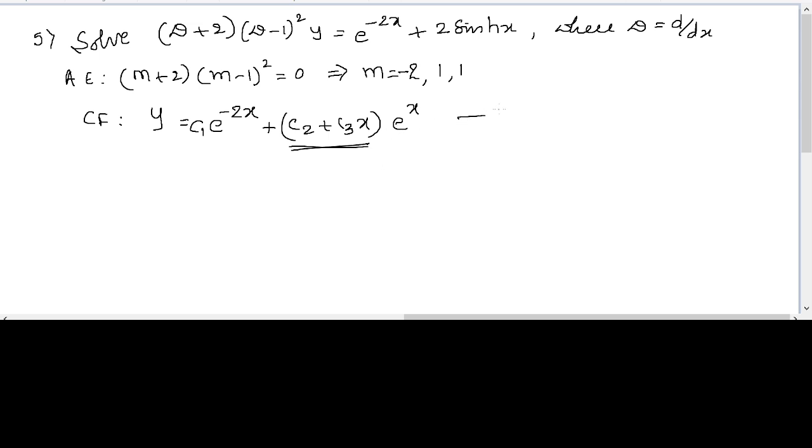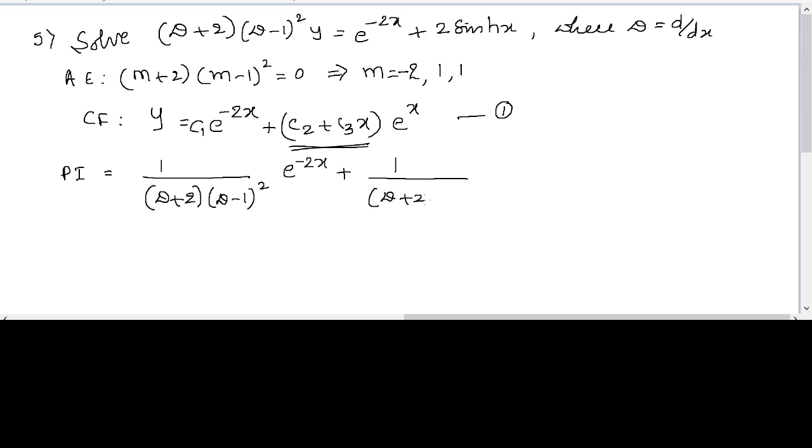Okay, so now let us call this as 1. That is the complementary function. Now we want to find out the particular integral. So for finding the particular integral, as usual, we write 1 by f(D). In place of f(D), we have (D+2)(D-1)^2 of the given term on the right hand side. That is e to the power of -2x plus, I am going to break the term here only, 1 by (D+2)(D-1)^2 of 2 sinh x.